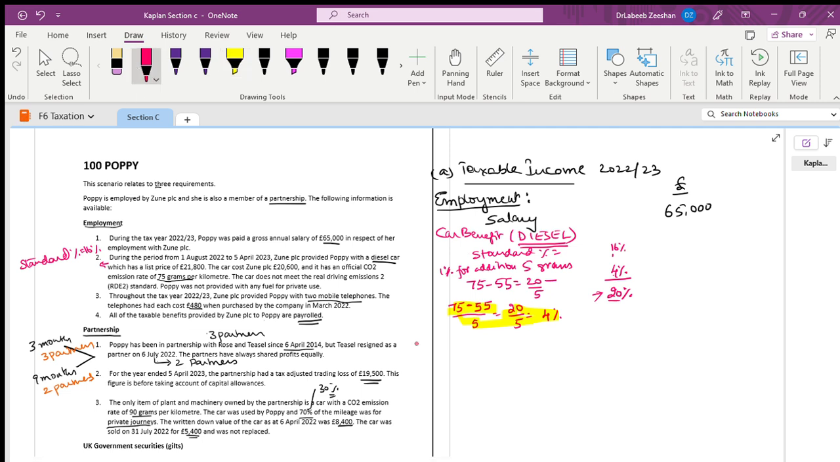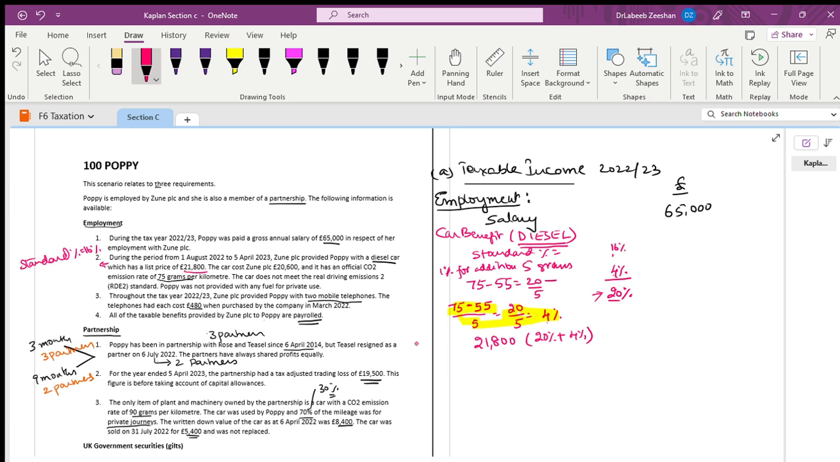What is the value of the car they have mentioned? The list price is 21,800. The cost is 23,600, but the list price is 21,800. So 21,800 at 20% plus 4%, this 20% and this 4%. How much will you get? 21,800 into 24%.